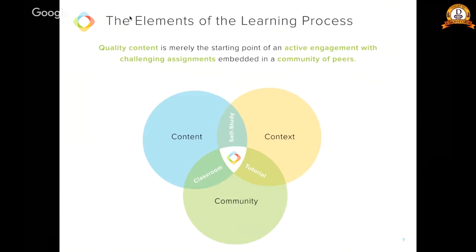And a good online course has to comprise all three of these elements. It's really important. So we don't just have content, but we have active social learning, and active is the context part, applying your knowledge when working on assignments, and community is the social part.